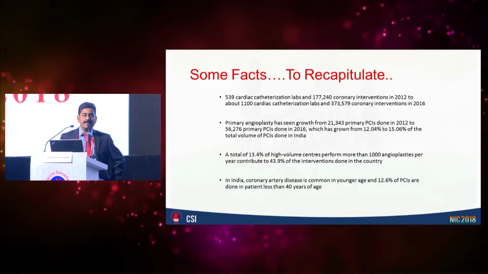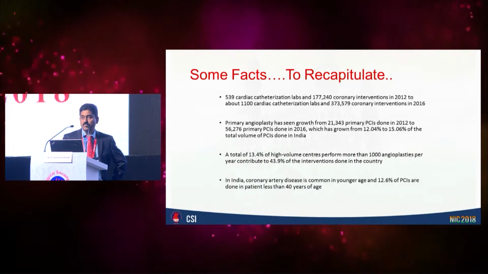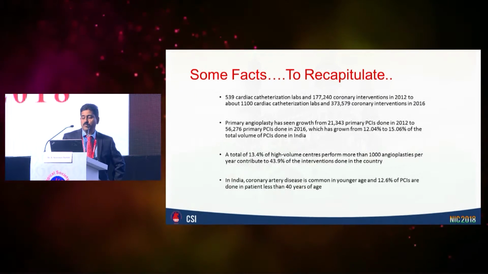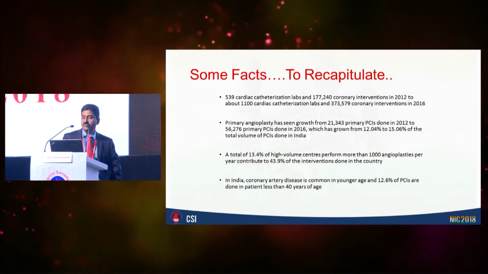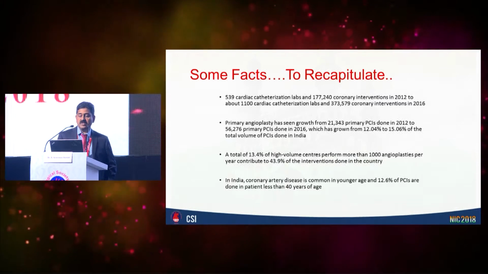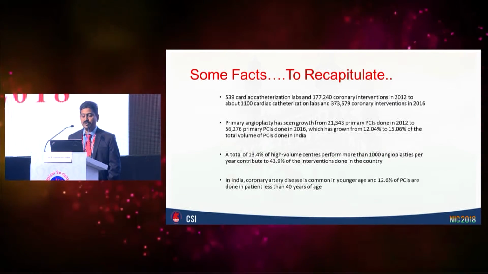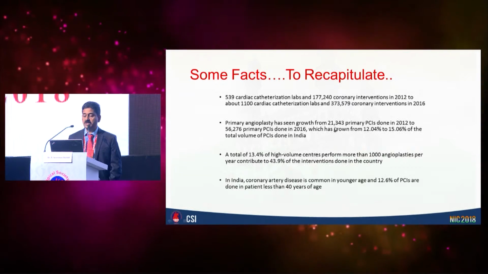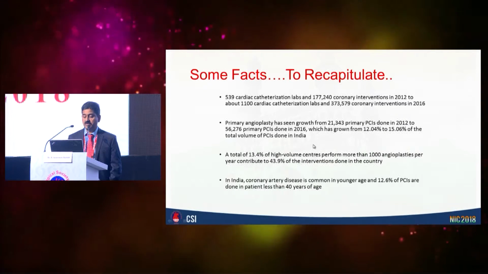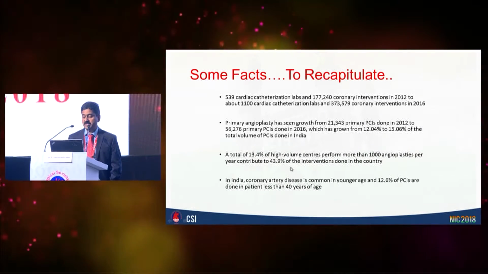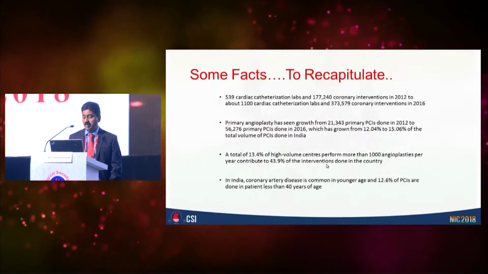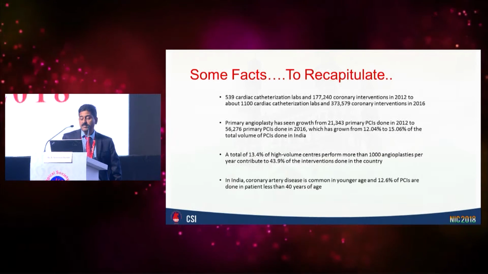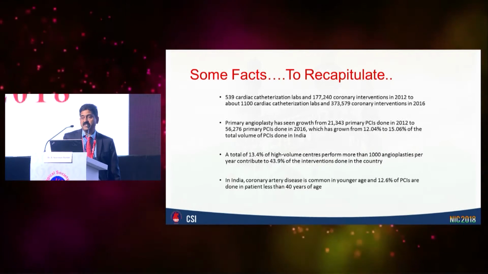Then some facts to recapitulate from the earlier years so that we could proceed to this year. We had something like 530 cath labs reporting 1,77,000 interventions in 2012. Last year it increased to about 3,70,000 procedures. Primary PCIs we started from 21,000. It increased further to about 56,000. And high volume centers which were doing more than 1,000 angioplasties were contributing more. Now there's a slight change, and younger people contribute about 12.5% as before.